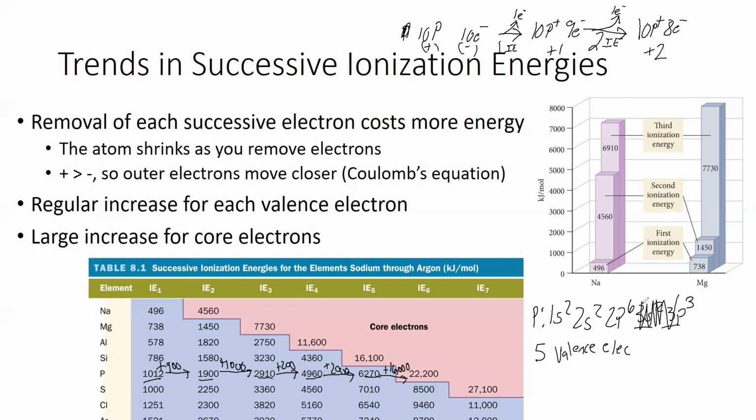Once we remove 5 electrons, we are now in what are called the core electrons. So these were core, these were valence. A core electron is anything that's not a valence electron, and it's very hard to remove core electrons. And we see this large energy jump in ionization energy when you try to remove a core electron.